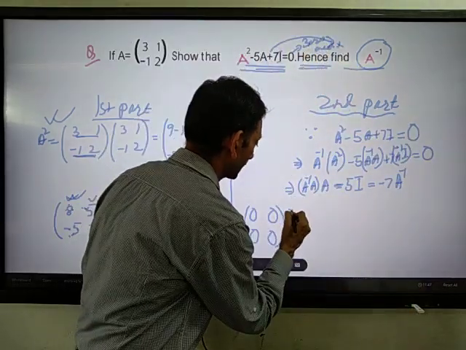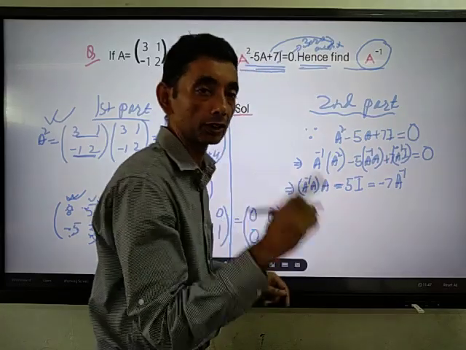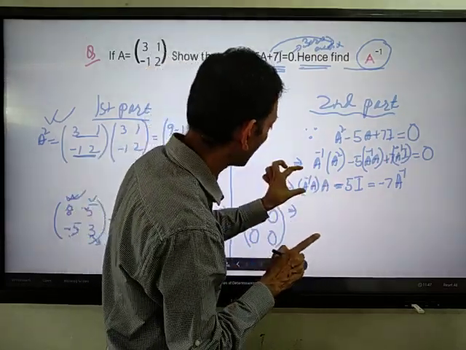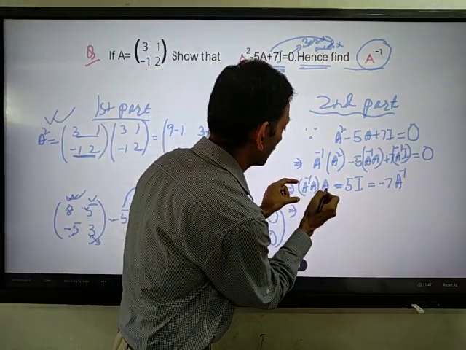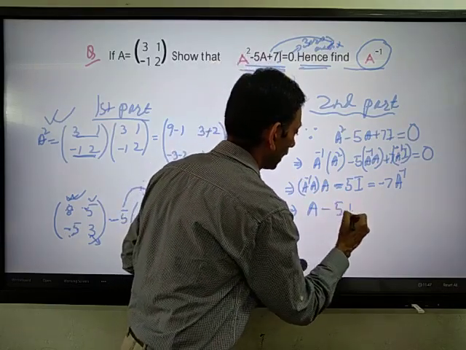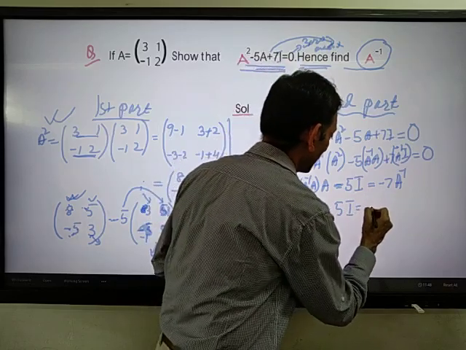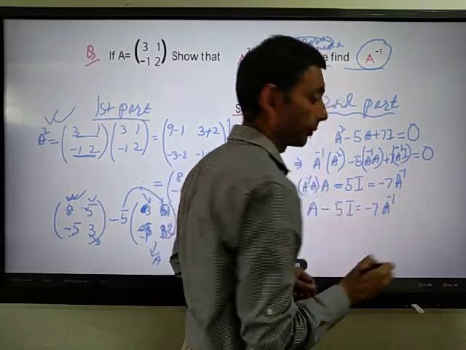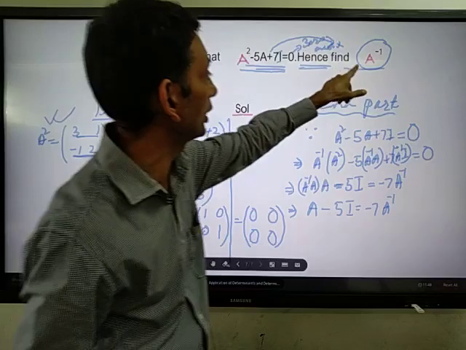Okay. Next, what is the next step? This is A inverse A equal to identity matrix. And then identity matrix, if you multiply by A, you will get only A, minus 5I, and this is equal to minus 7 A inverse. So what is our question? Our question is to calculate A inverse.